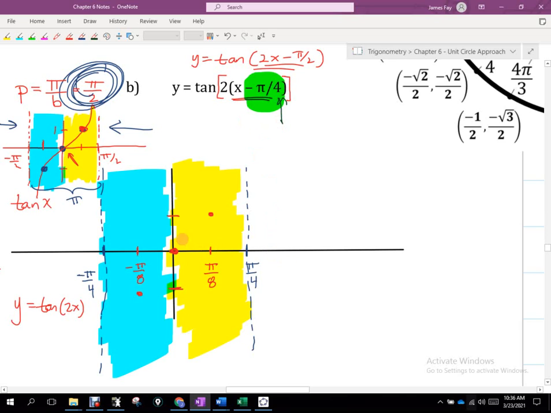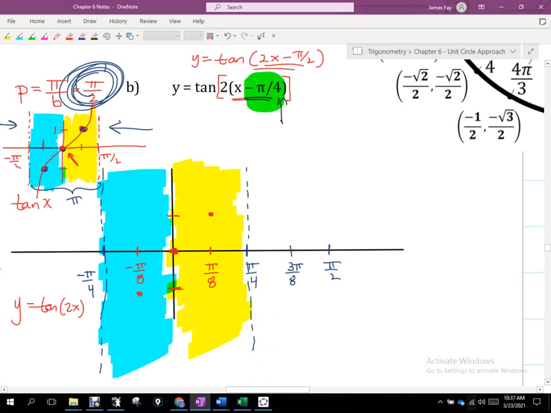Okay? So I'm going to take that yellow distance. So that's pi over 4. So this would be 2 pi over 4. Oh, yeah, 2 pi over 4. This is pi over 8, 2 pi over 8. That point would be 3 pi over 8, right?